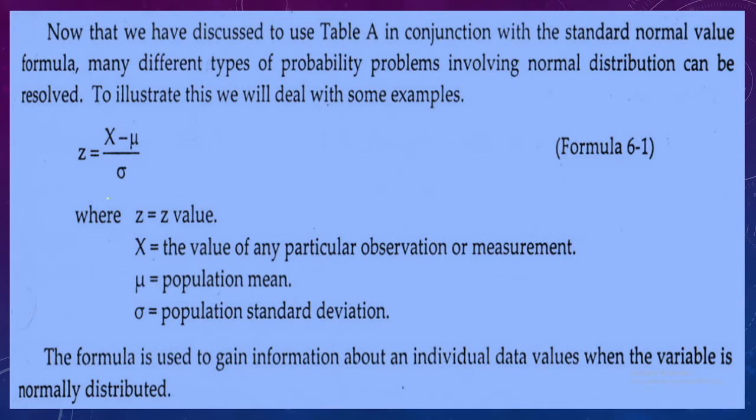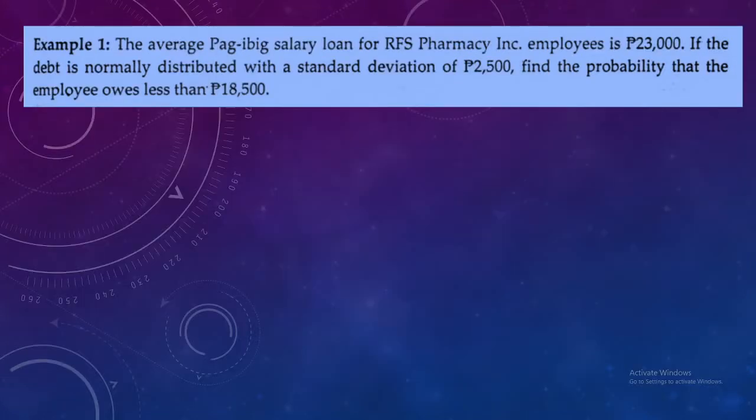Okay? So as you can see, Z is for the Z value. X is the value of any particular observation or measurement. This is the lowercase mu, the population mean. The lowercase sigma, which is the population standard deviation. So this will be the formula for the Z for the population. Okay? Now let's go to our first problem.